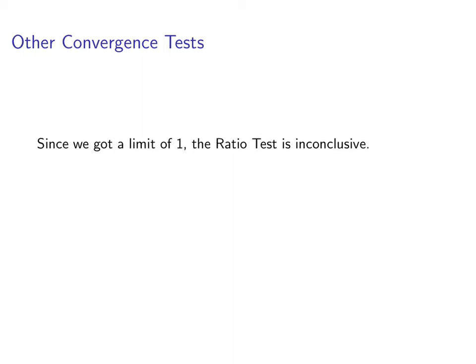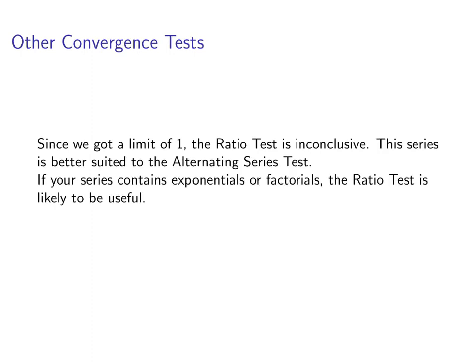Actually, that tells us that the ratio test is inconclusive. It just means we don't know. It might converge, it might diverge, we just don't know. This series is actually better suited to the alternating series test.